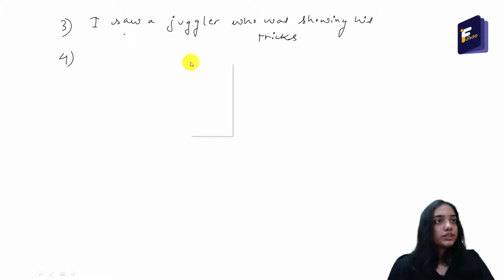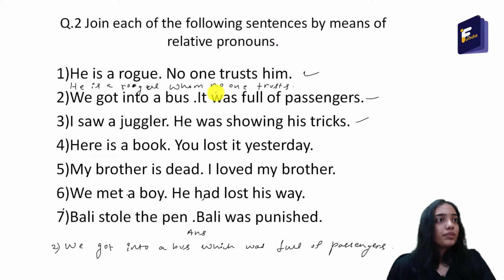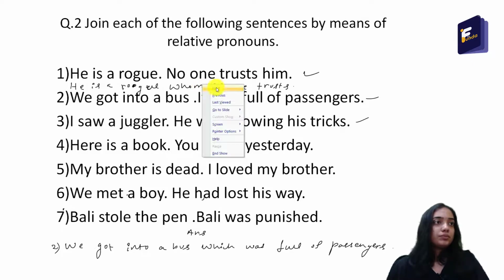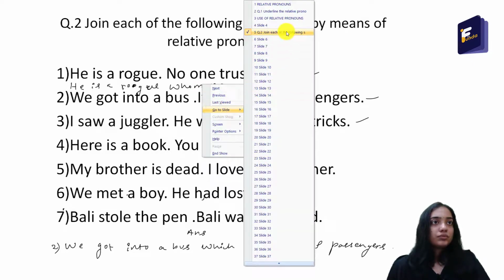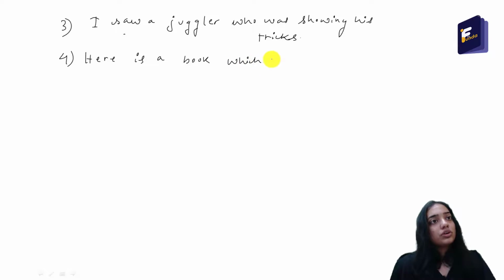So the fourth sentence is, here is a book, you lost it yesterday. So here is a book which you lost yesterday. Okay, here is a book which you lost yesterday.